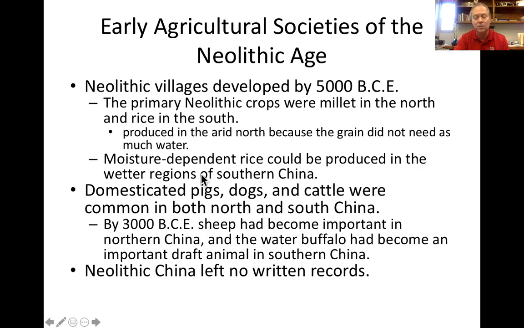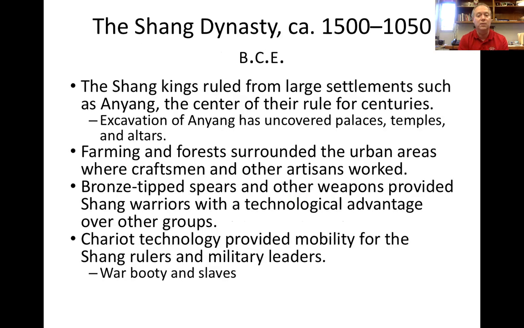But in the south later on is where they begin rice cultivation and also domestication of various animals. You know, the water buffalo, which is used in farming in the south, as well as other things, pigs and dogs, various cattle, all these things. The problem with these Neolithic settlements is that our knowledge of them is quite limited because they don't leave written records. Maybe they had some form of writing that we're unaware of, but they don't leave written records.